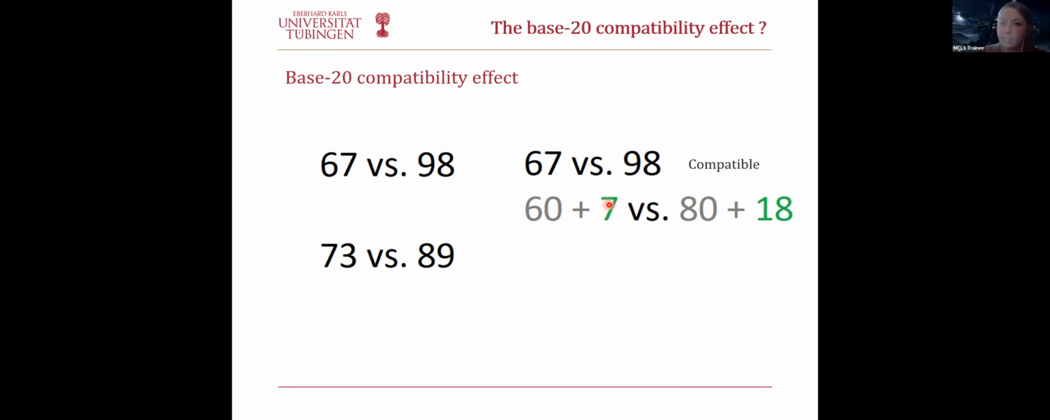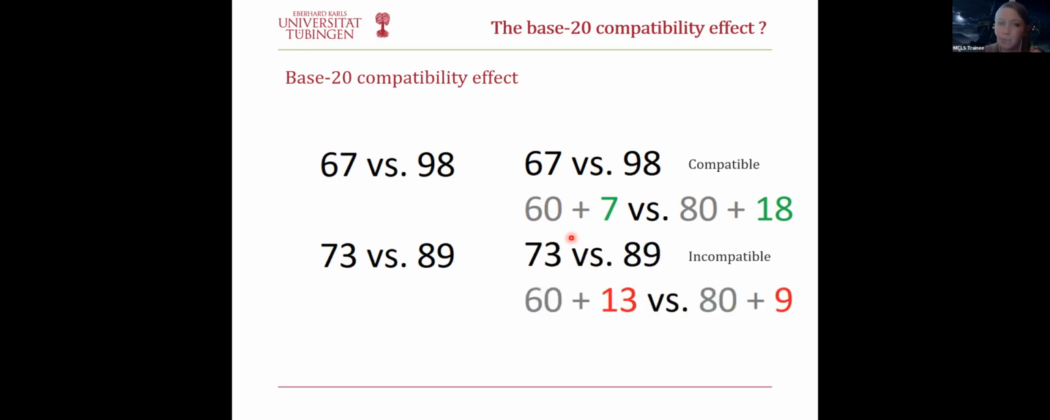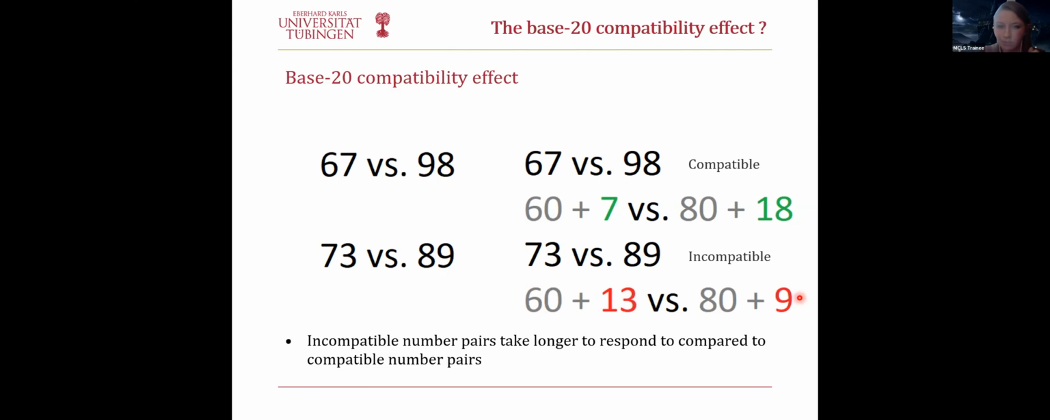And the base 20 unit 7 would be smaller than the base 20 unit 18, which isn't technically a unit, but I don't have a better name for it right now. And you can also have incompatible trials. So the 60 is smaller than the 80, but the 13, which is base 20 unit, is larger than the 9. So we hypothesized that the incompatible number trials in the base 20 incompatibility would take longer to respond to compared to the compatible trials.